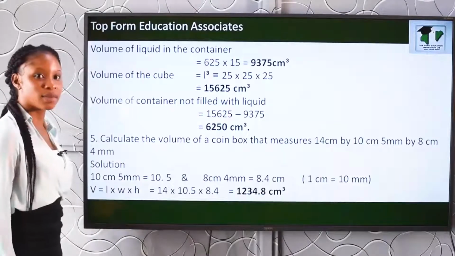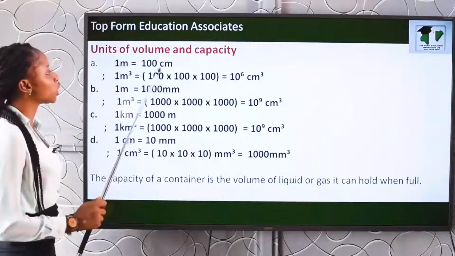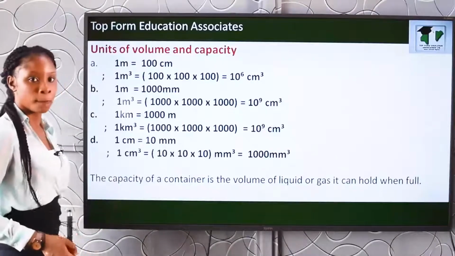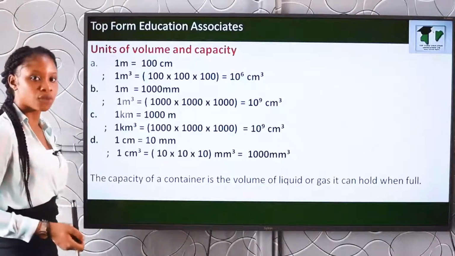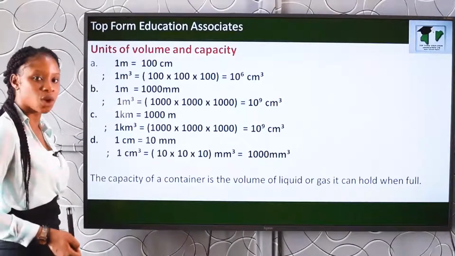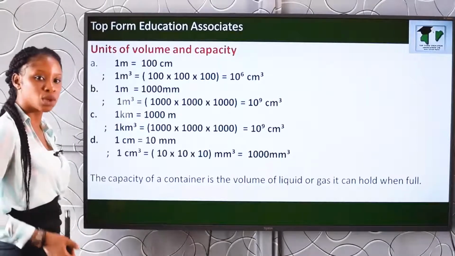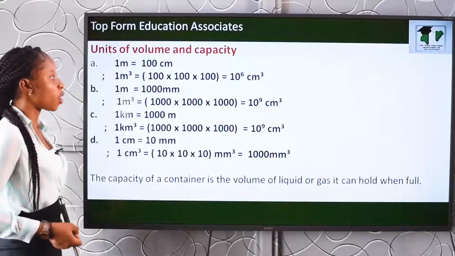So the volume of the coin box that measures with the given dimension is 1,234.8 centimeters cubed. Let's look at the units of volume and capacity. So whenever we are solving, we'll know how to input the units in our workings.